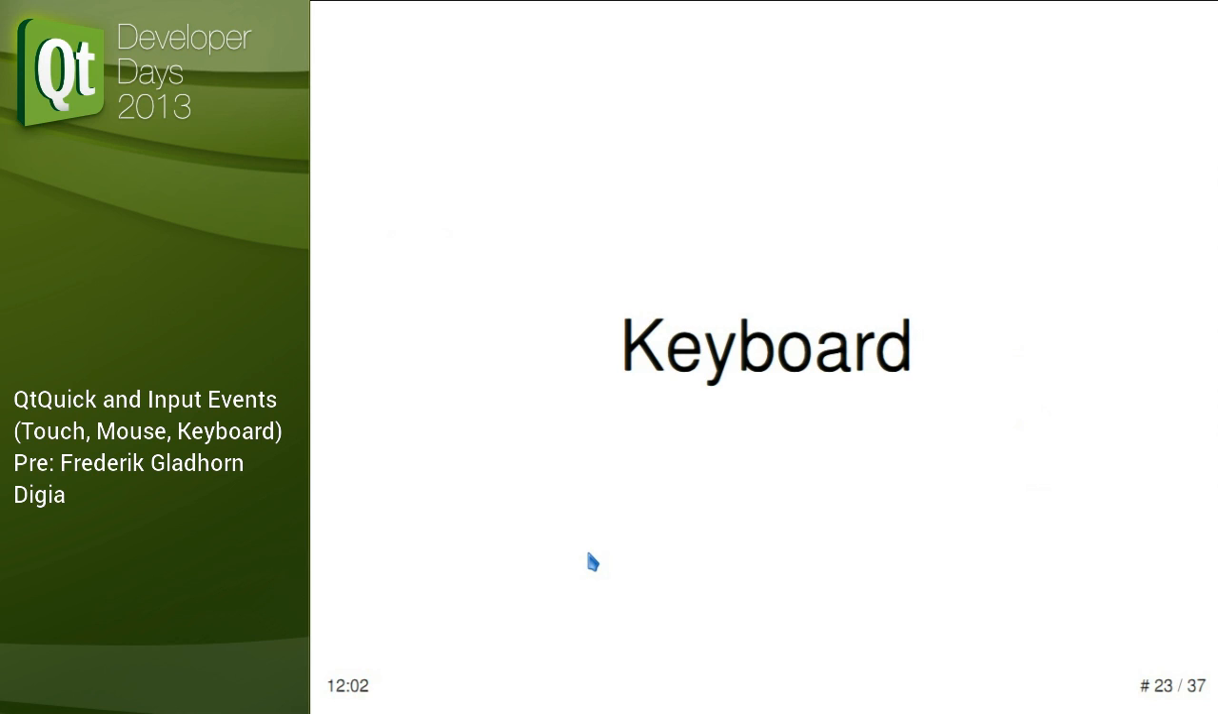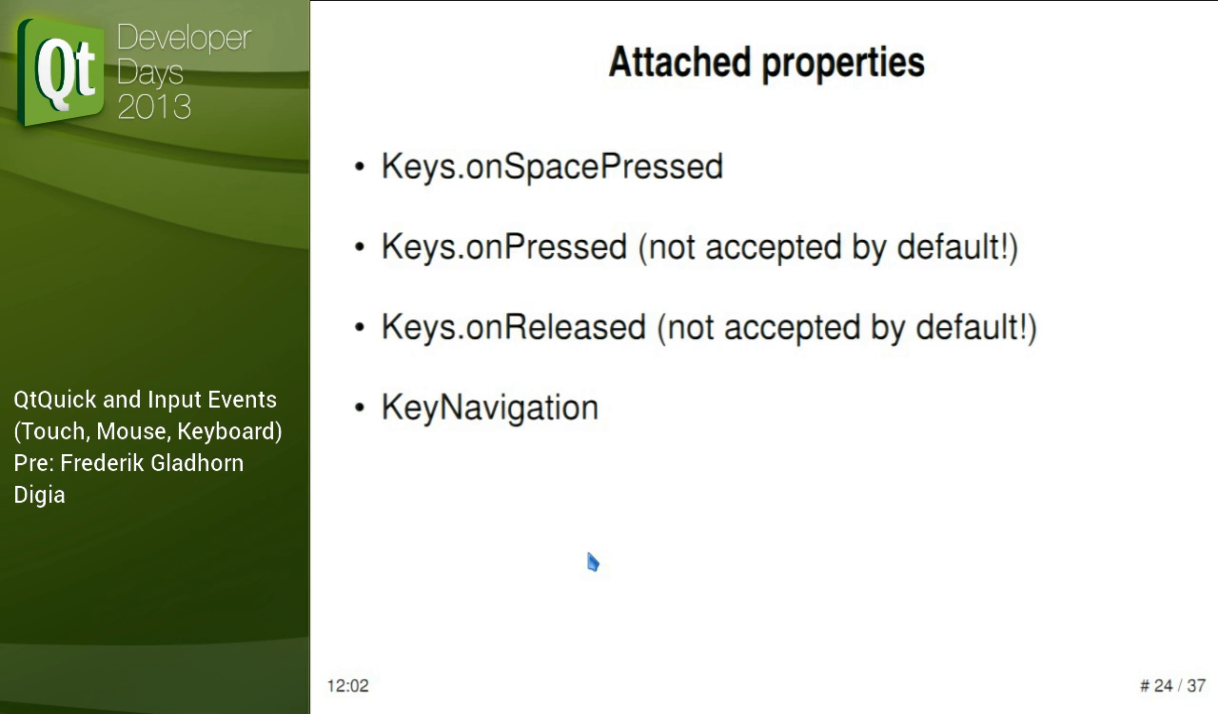There are many exciting implementation details, but I thought I would take the second topic of how you make it convenient to actually handle the keyboard. The way it works, there are attached properties, which are objects you can create only inside another object. The most common one is called Keys. Keys simply gives you handlers for different keyboard events, like on space pressed, on pressed, on released, and key navigation.